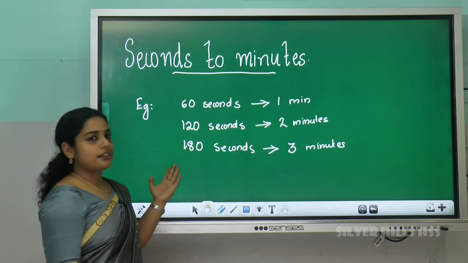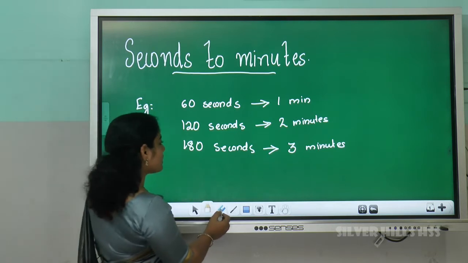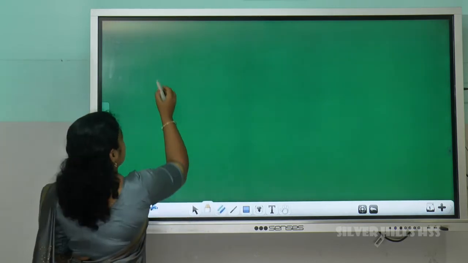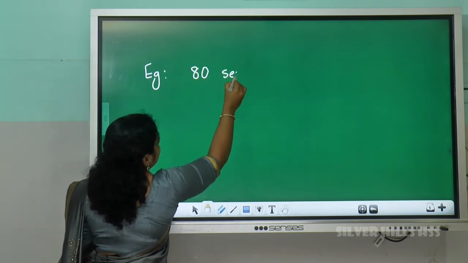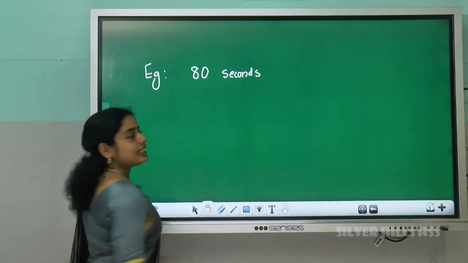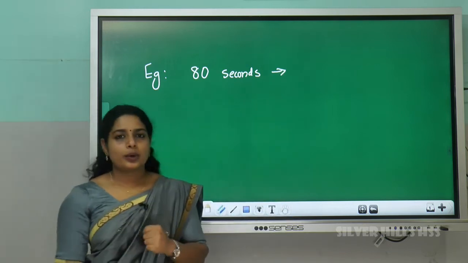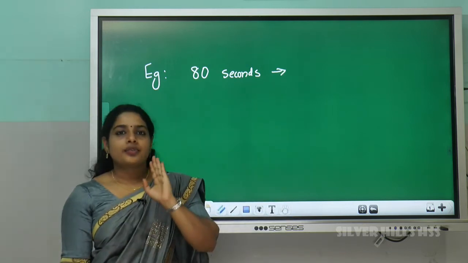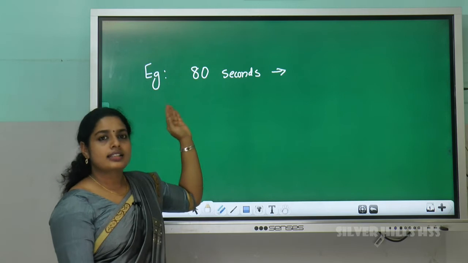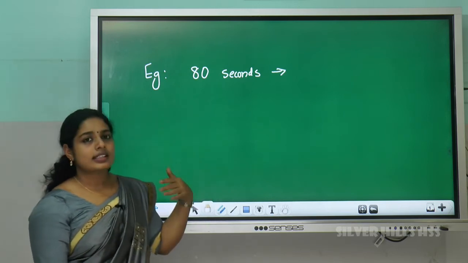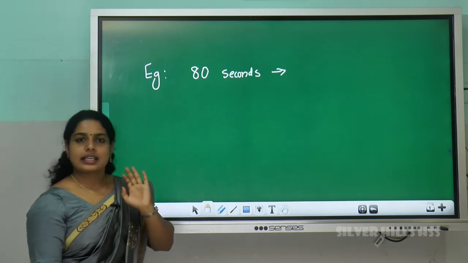Now, what if it is not a multiple of 60? That means we are going to take a number other than a multiple of 60. Let us take another example. It is 80 seconds. We are going to convert 80 seconds into minutes. For that, in 80 seconds, we need to find how many minutes and how many seconds are there. We can see that 80 seconds is not a multiple of 60. So, this 80 seconds cannot be expressed in minutes only, but there will be minutes and some seconds remaining also.